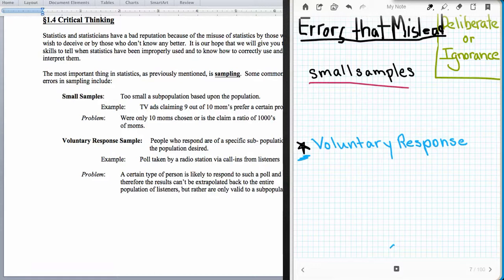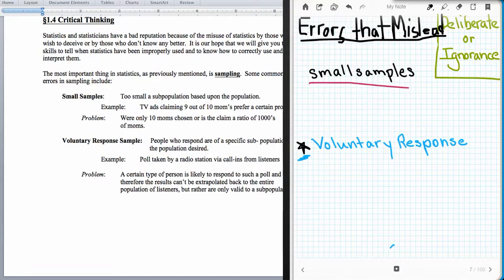But the other problem that we could see in the TV ad is that they may have gone out and handpicked 10 moms. And the handpicking of the moms could have been because they wanted to get 9 that liked them, so they went and asked them beforehand, and then they chose the 10 moms where 9 of them actually were in favor of brand X peanut butter. You got to be really careful of stuff like that.